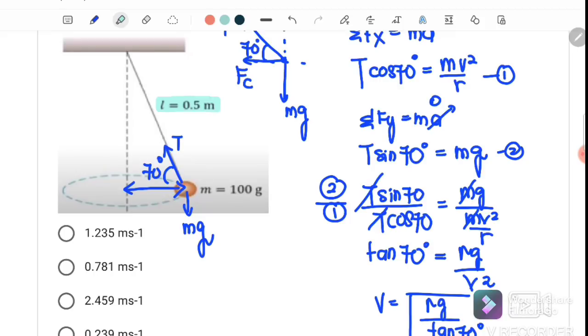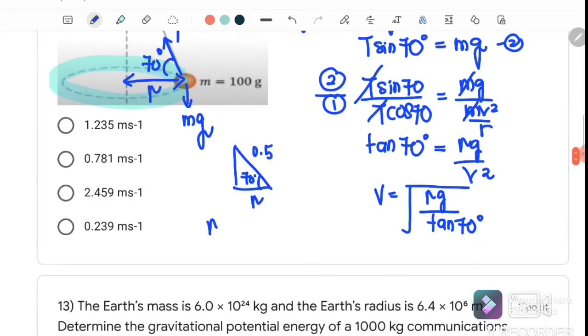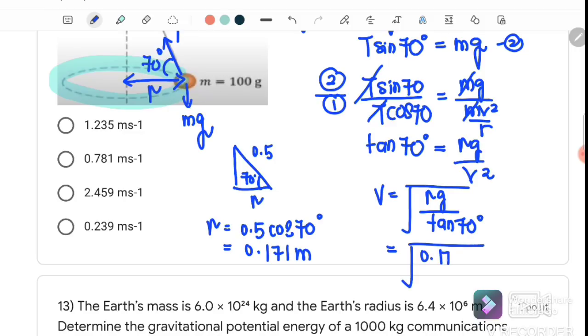Okay, so r here, usually students will take r equals to 0.5. Actually 0.5 is not the r, 0.5 is the length of the string. So r here we must take as the radius of the circular motion, so we can find the value for r. Actually r here equals 0.5 cos 70 degree, which gives 0.171 meter. So we substitute into the equation: r is 0.171, g is 9.81, over tan 70 degree. Finally the velocity that we will get for this conical pendulum is 0.781 meter per second. So the answer here is B.